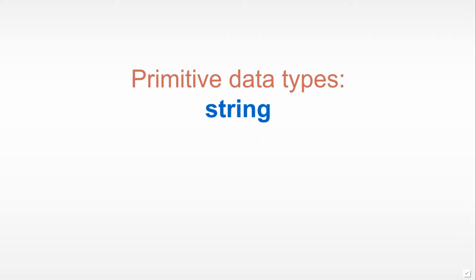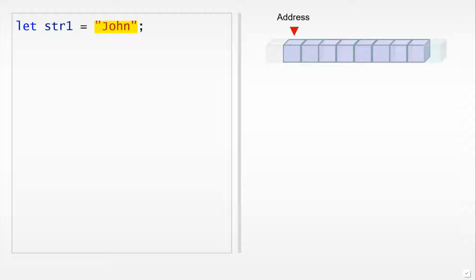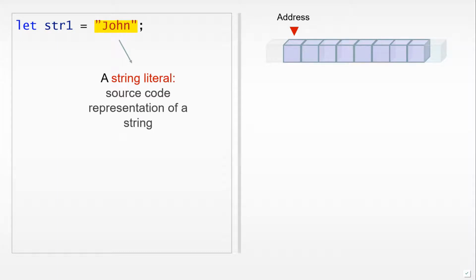The first primitive data type that we would discuss would be the string. You can think of a string as a series of characters which are held together in a single value in memory. For example, if we have the following code, let string1 equals "John" in quotation marks. John in this case would be the value, a string value, and it would also be a string literal. Now a string literal is simply a source code representation of a string.